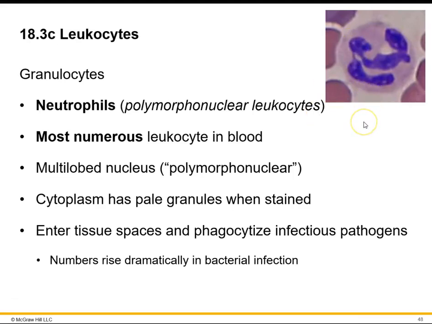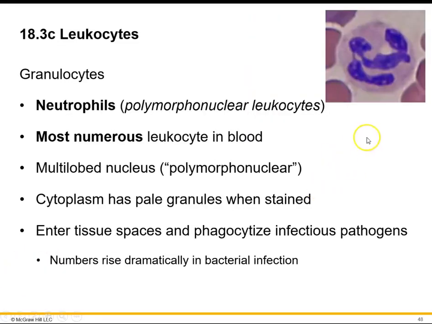These guys are going to be the most numerous white blood cell. They are also the ones that respond first. So what's going to happen is, for example, a pathogen is going to enter the tissue, and that's going to send off signals that attract neutrophils to that tissue. You'll see neutrophils rise dramatically in infection, especially bacterial infection.